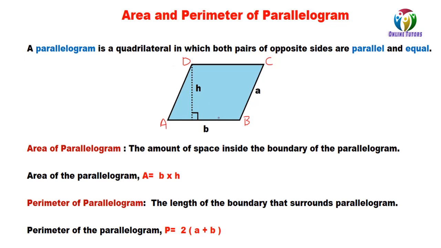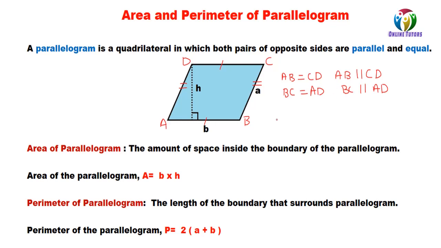We can see in this figure there are two such pairs, AB and CD, and BC and AD. AB will be equal to CD as well as parallel to CD. Similarly, BC will be equal to AD and BC will be parallel to AD. This is a prerequisite for any quadrilateral to be a parallelogram: opposite sides should be equal as well as parallel.